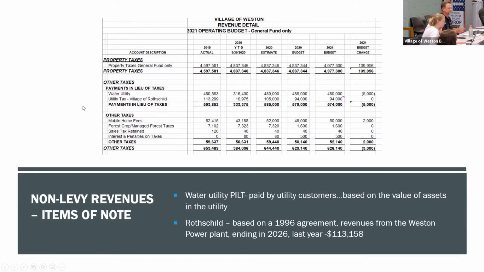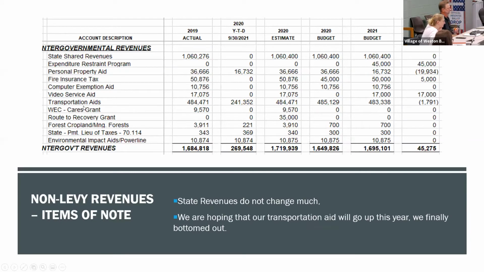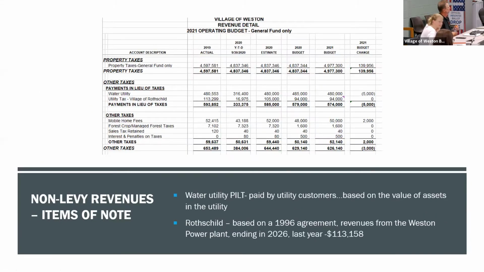The next item I guess I want to look at on this sheet is the utility tax, Village of Rothschild. Where'd you go? I went to the next one. Oh. Okay. Sorry. So this is a tax based on a 1996 agreement. Revenues from the Weston power plant are shared with us by the Village of Rothschild. This is ending in 2026. This is an area where I have kept the budget at $94,000 even though our revenues are in excess of that.